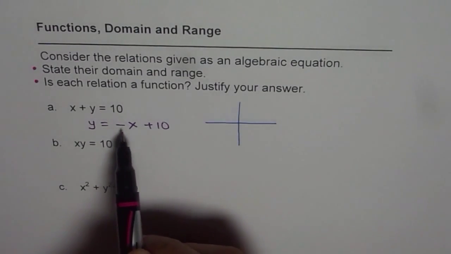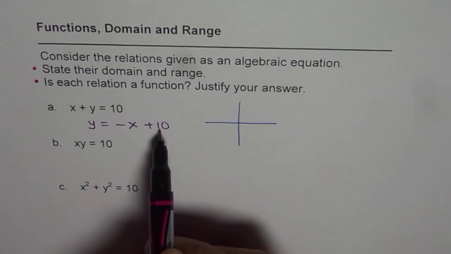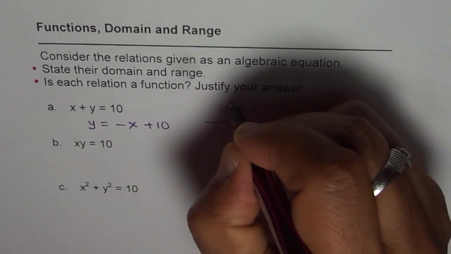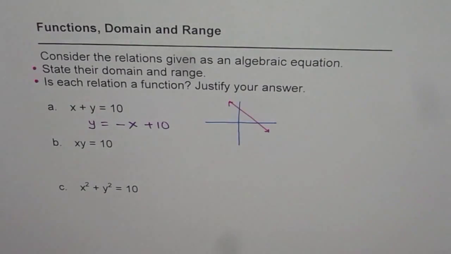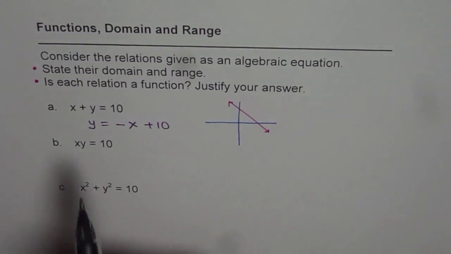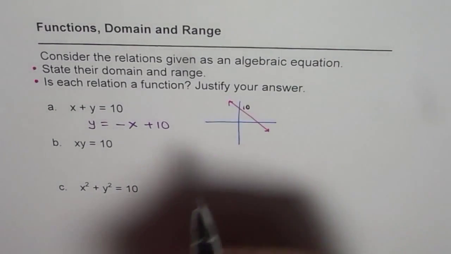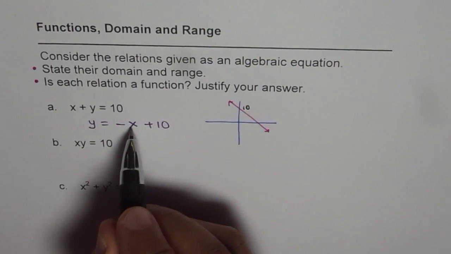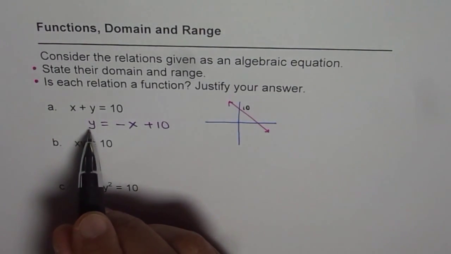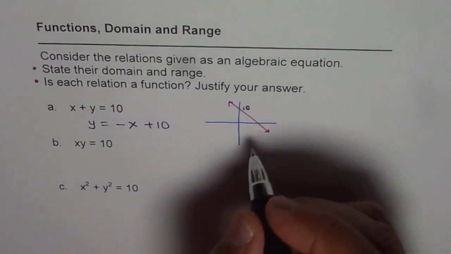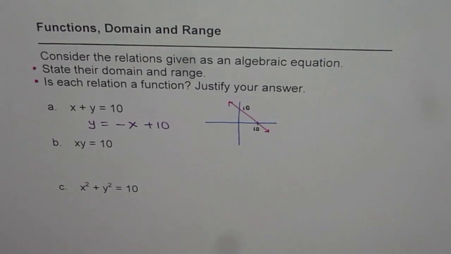Now minus x means a slope of minus 1, and a y-intercept of 10. So it'll be a line like this. Right. So that's what we have as a straight line where the y-intercept is 10. If I put x as 0, then the y value is 10. And if I put y as 0 here, then we get x as 10. So this point is also 10. That gives us a slope of minus 1.